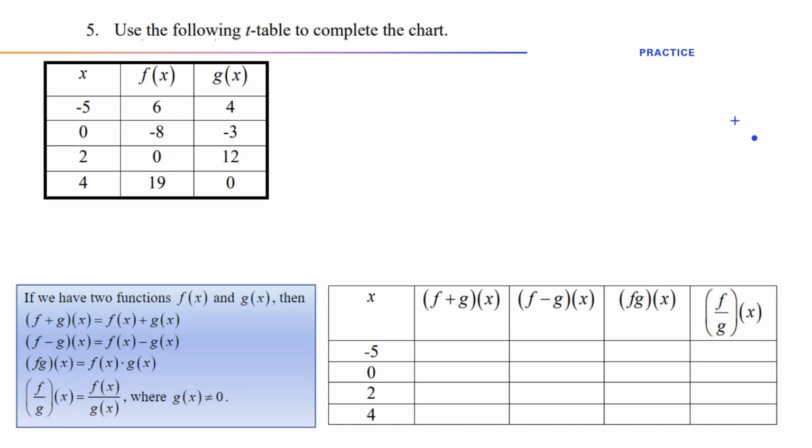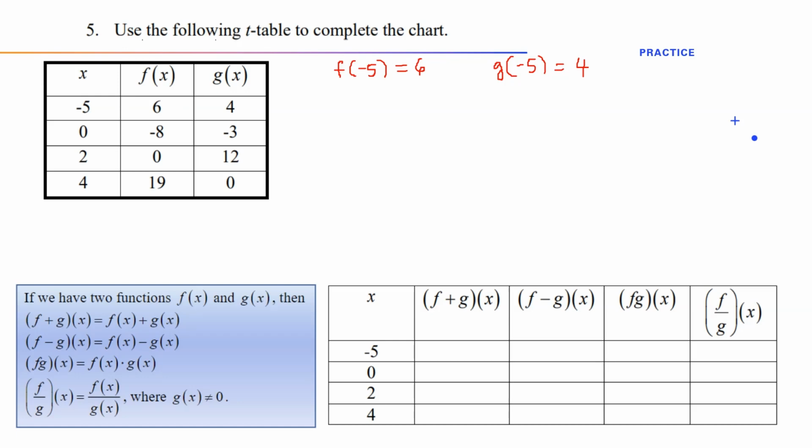So this question is given the f of x when x equals negative 5, 0, 2, and 4. G of x when x equals the same, right? The same values of x. So x equals negative 5, you have f of x equals 6. So we can rewrite that as f of negative 5 equals 6. And then g of negative 5 equals 4. That's what it means. So you read the value across.